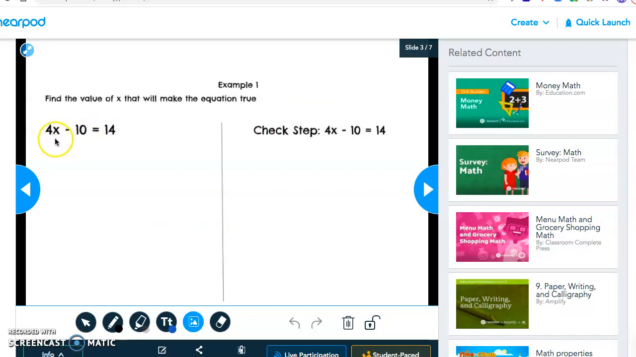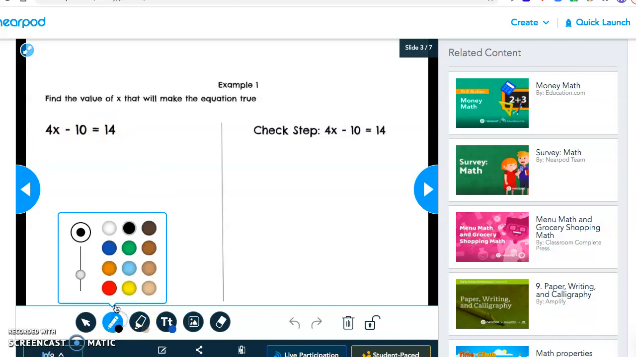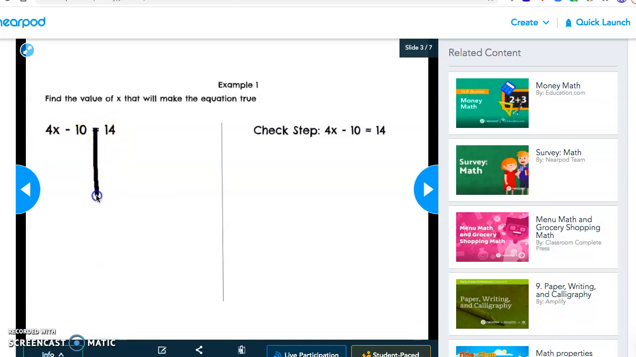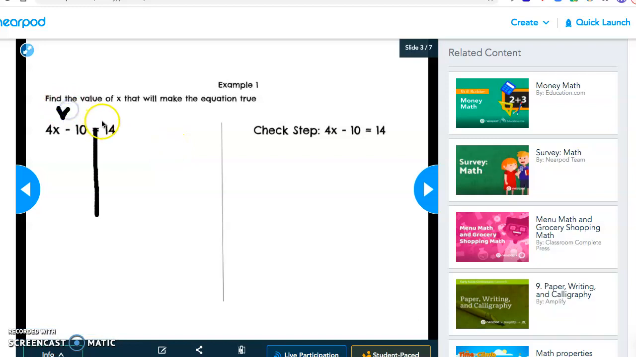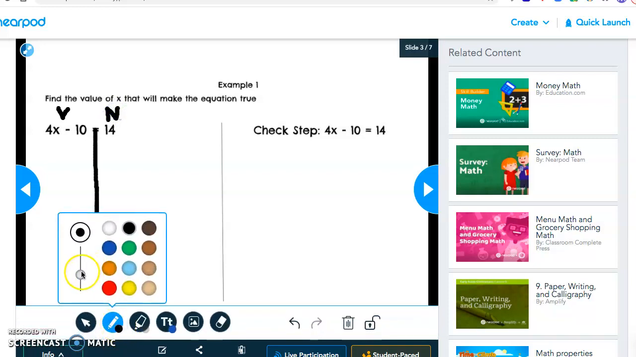And we have to figure out what value of x is going to make both sides of the equation true. So remember, in class, we first put a line down the middle, which shows us there's two sides to the equation, right? Now we have the variable side and we have the number side. This side, the V, is the side with the variable, and this side over here with the N is the side with all the numbers.